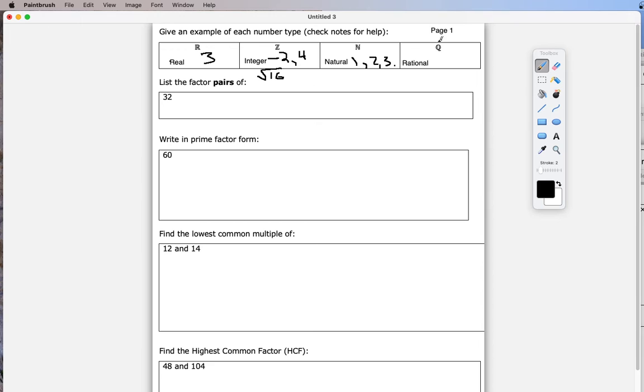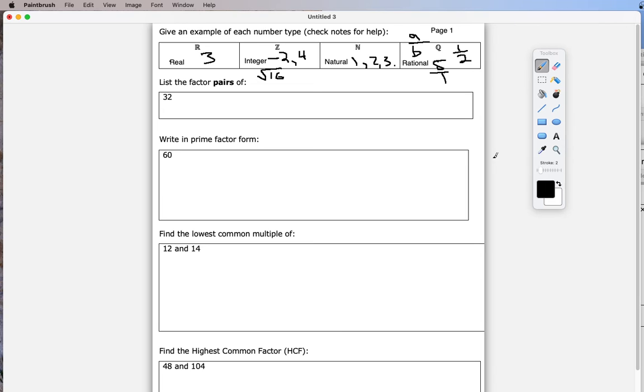And then finally, the Q is rational because these are going to be any number that can be written as a fraction. So A over B. So a fraction could be 1/2. Another example of a rational number could be 5, because you can write 5 like 5 over 1. So all whole numbers can be a rational number. So here's some examples of these. So you have to make sure you know these symbols. Okay.